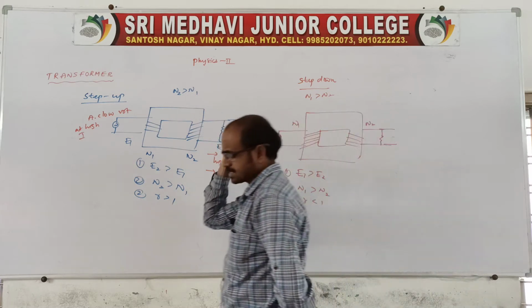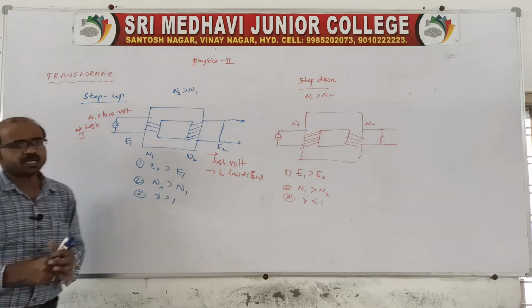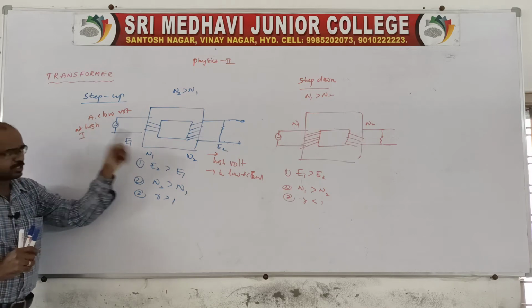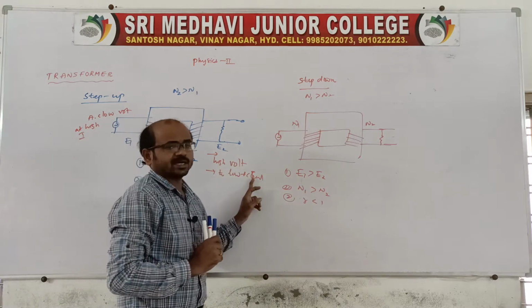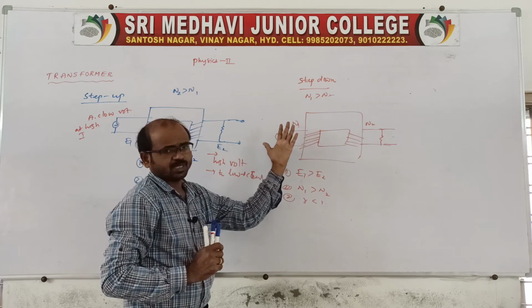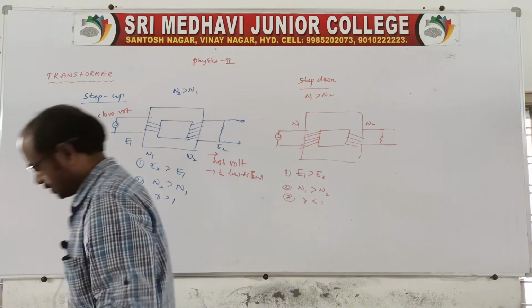Once again I'll repeat. Step up converts an alternating low voltage at high currents into high voltage at a low current. Step down is the reverse. This is about the two types of transformer. Clear? And come to the next point.